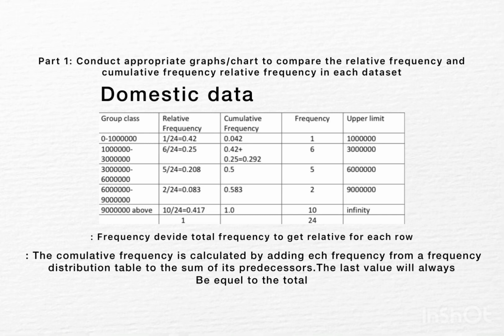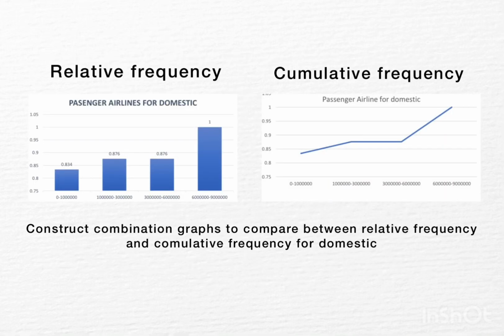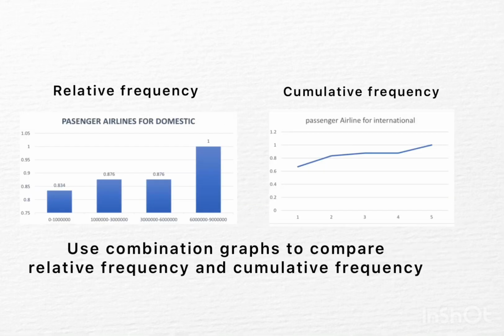The cumulative frequency is calculated by adding each frequency from a frequency distribution table to the sum of the frequency. After that, construct a combination graph to compare between relative frequency and cumulative frequency for domestic data. And the international data is the same as before: frequency divided by total frequency, and for cumulative frequency, same as domestic data, calculated by adding each frequency from the frequency distribution. Then for international data, use a combination graph to compare relative frequency and cumulative frequency, and use a histogram and OGIVE graph.